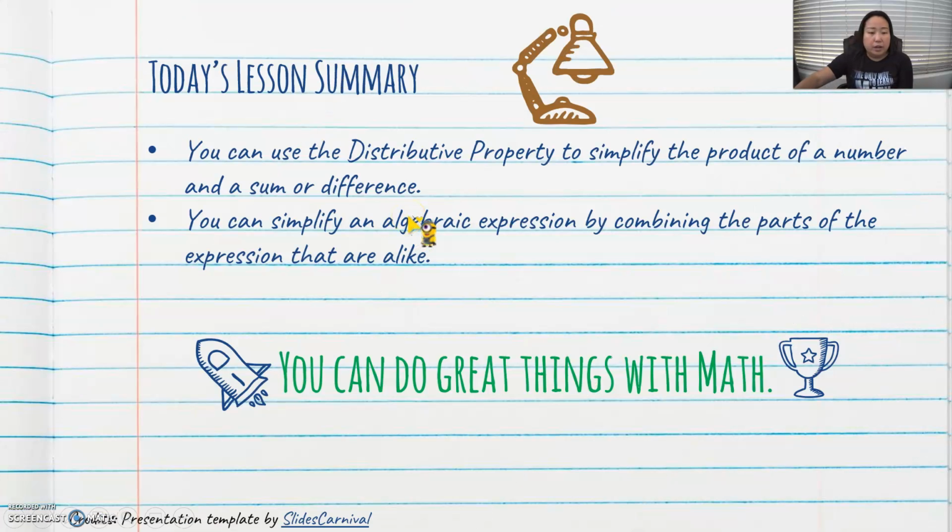So as a summary, you can use the distributive property to simplify the product of a number and a sum or a difference. And also you can simplify algebraic expressions by combining the parts of the expression that are alike.